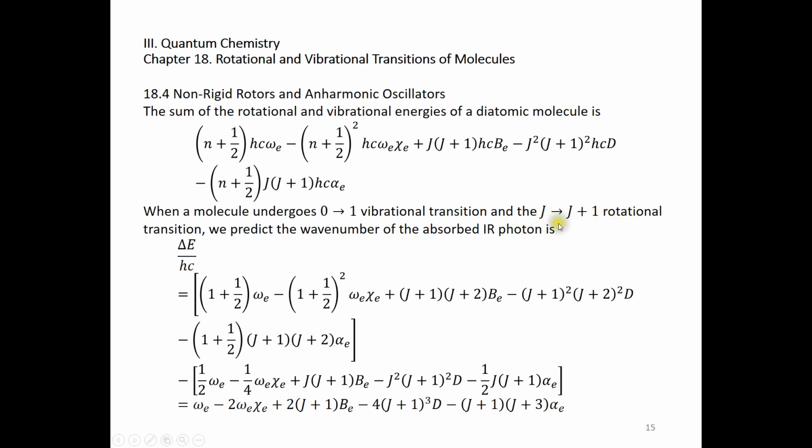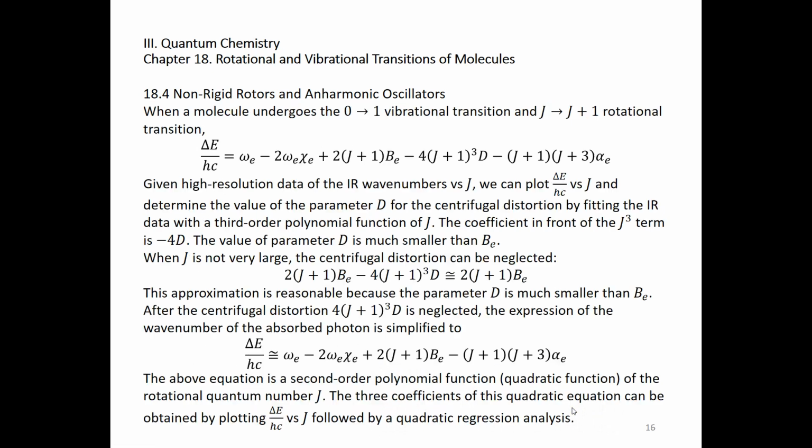So by looking at this, we know it's going to be the R branch. All right, the value of the rotational quantum number increases. So this is the R branch. We have 5 terms here. Again, this term comes from the harmonic vibration, anharmonic correction, rigid rotation, non-rigid correction. This comes from the vibrational rotational coupling. What molecule undergoes 0 to 1 vibrational transition and also J to J plus 1 rotational transition? We have this formula as the wave number of the photon absorbed by this molecule.